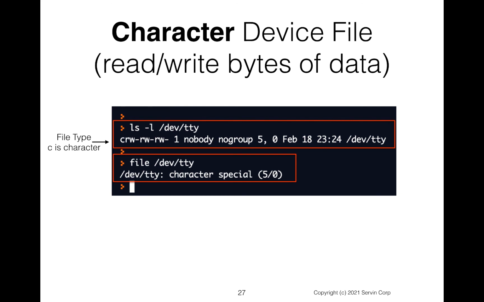One of the nice things about Linux is devices look just like files, so you can read and write them just like you do files. And in this case, there's a character device file. A character device is one that you read and write a byte at a time.